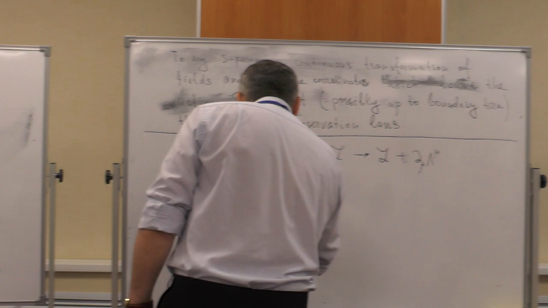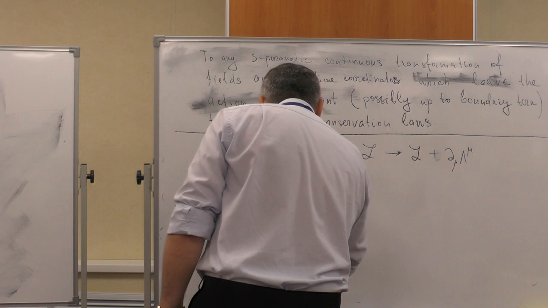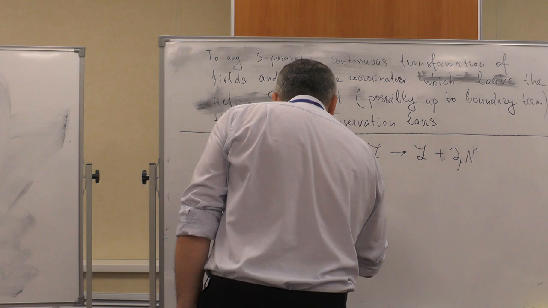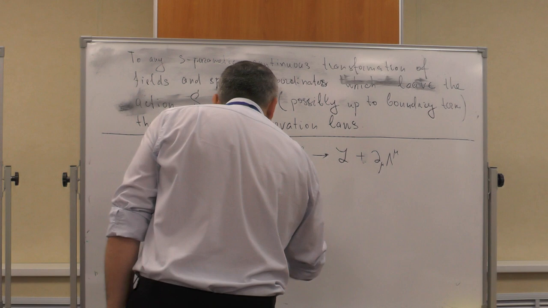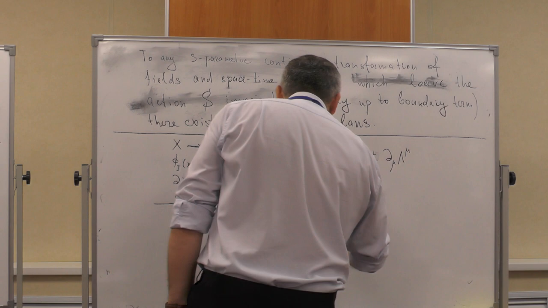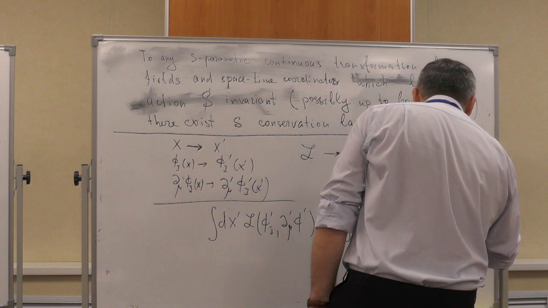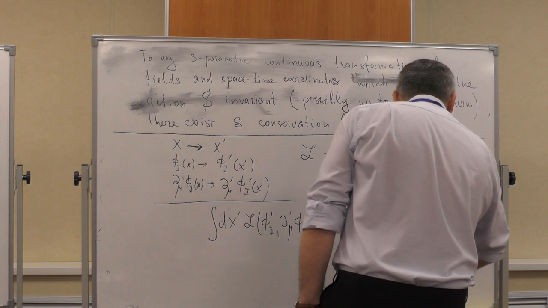What is meant here by invariance, let me write it explicitly, is that now you have an integral, and under the change of coordinates and the fields the action takes the form integral dx prime of the Lagrangian, depending now on phi prime I and d mu phi prime I, which should be equal to the integral dx of the original Lagrangian of phi I and d mu phi I, maybe also changing by the boundary term.